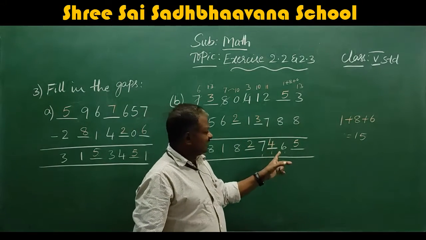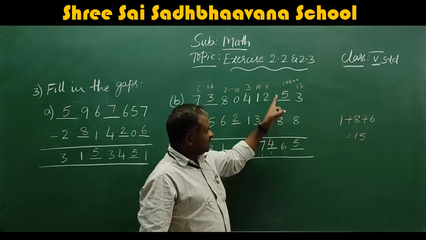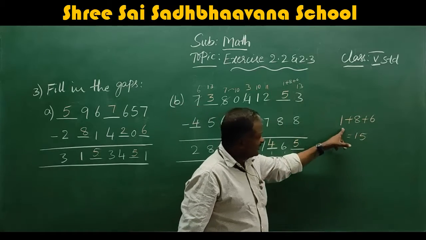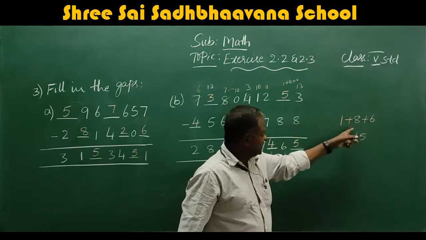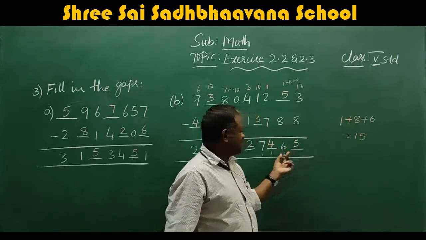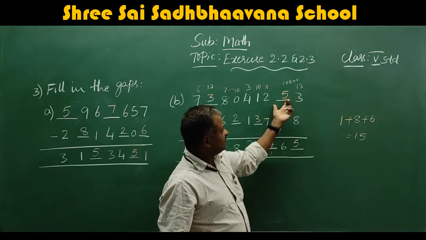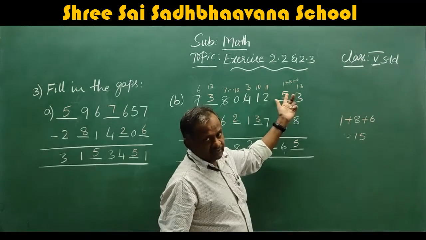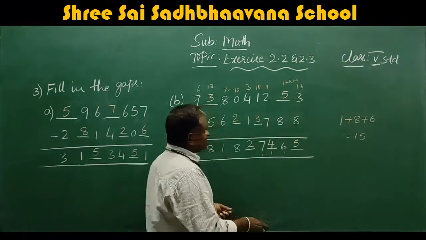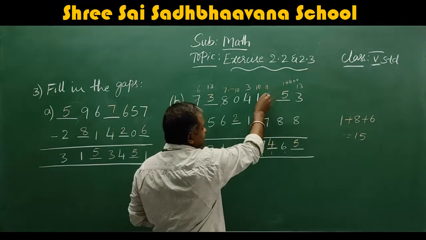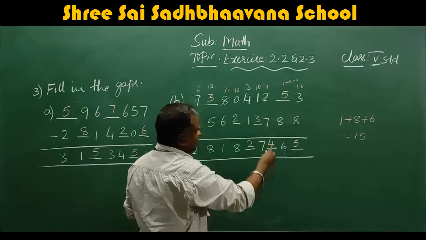Here it is 8 and the answer is 6. So here it should be the number. What we have taken: one carry plus 8 plus 6, so total 15. So we have to write 5 because we are taking carry from this side. Okay. Now this becomes 11, because we have taken one carry.